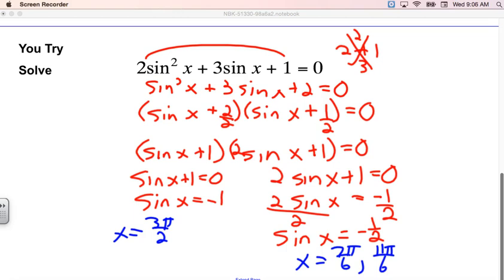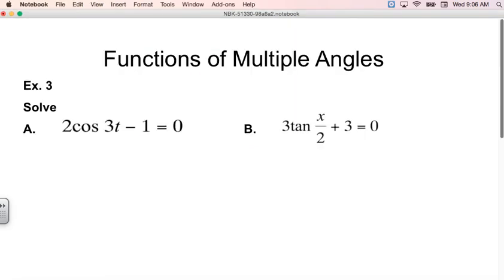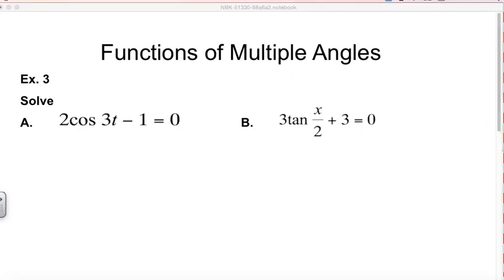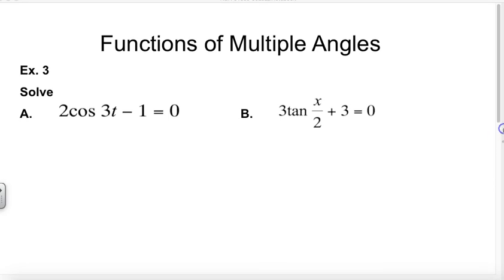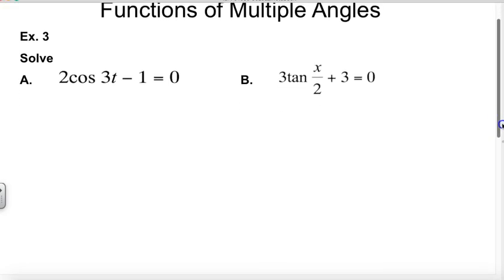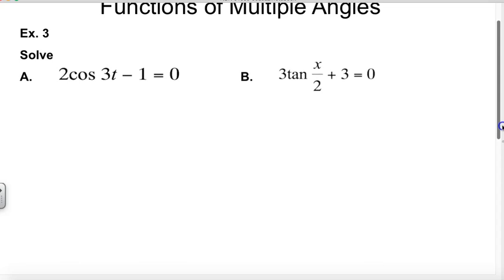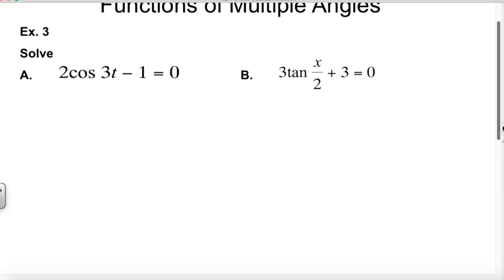Of course, you can add on the 2 pi n's to all of them to extend your answer out for every possibility to infinity. All right, so let's look at some other ones. This says functions of multiple angles. This is essentially just ones where you're not just doing the cosine of x or the sine of x. You're doing the cosine or tangent or sine of something like 2x or a half x. So it's just going to change one more step at the end, but everything else is going to be the same.